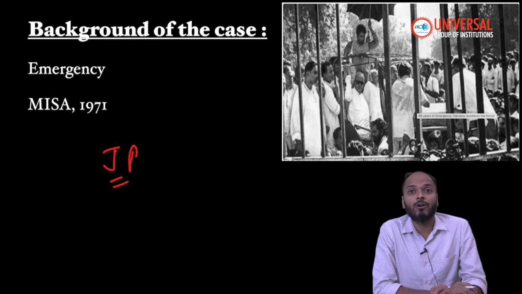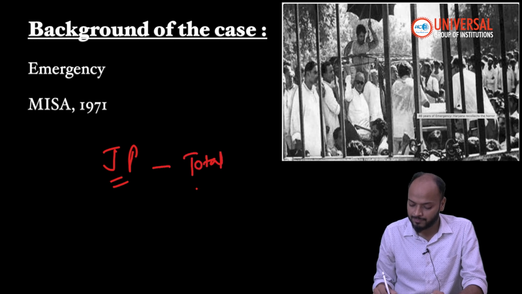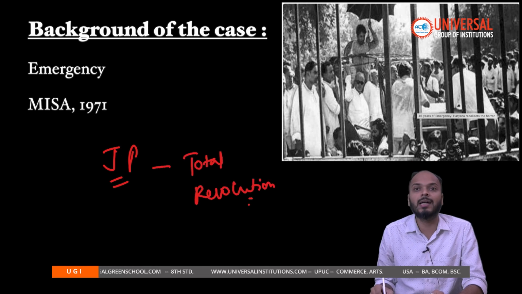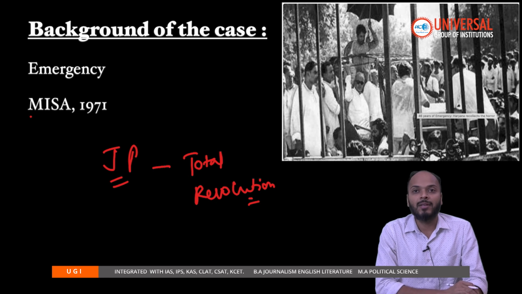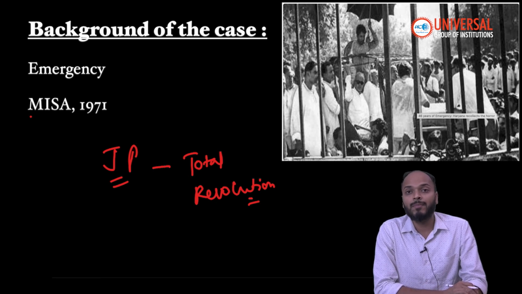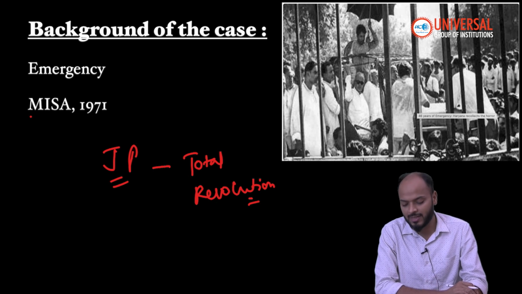J.P. Narayan gave the call of total revolution, meaning Sampurna Kranti in India. In fact, in 1975, he asked the Prime Minister to resign voluntarily. At the same time, in 1975 only, another development happened: the Allahabad High Court, in the Raj Narayan Shukla case, disqualified the Prime Minister Ms. Indira Gandhi from Lok Sabha. All these developments led the government, or Ms. Indira Gandhi, the Prime Minister, to recommend to the President the imposition of national emergency.